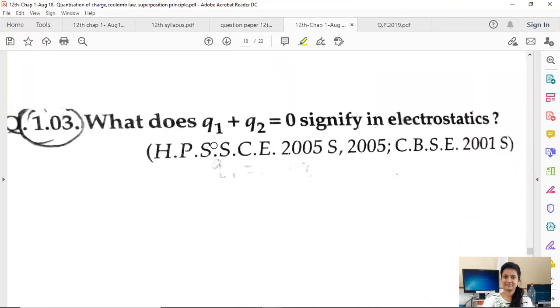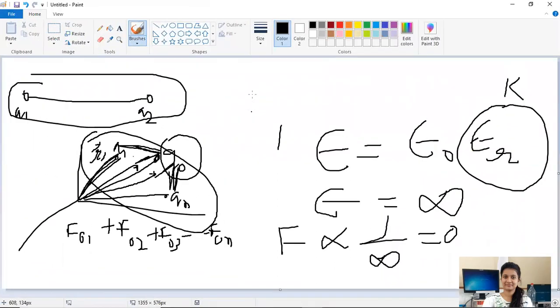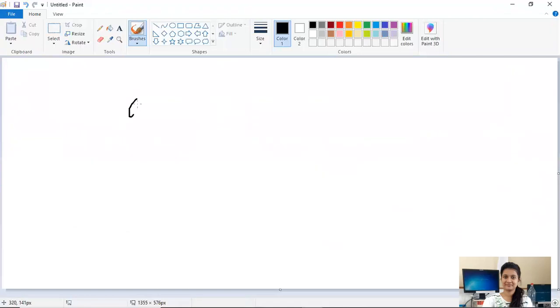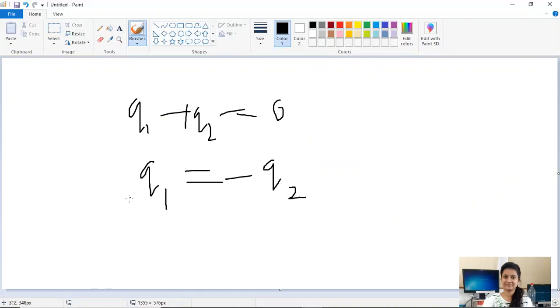Here is another numerical. What does this signify in electrostatics? According to this, Q1 plus Q2 is equal to 0. What does this signify? Q1 is equal to minus Q2. It means these two charges are equal and opposite.